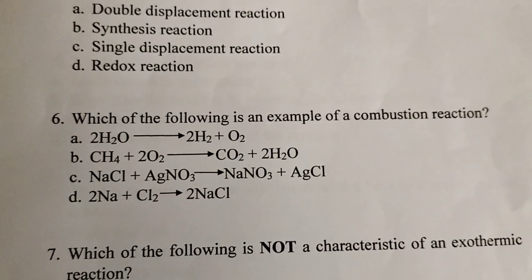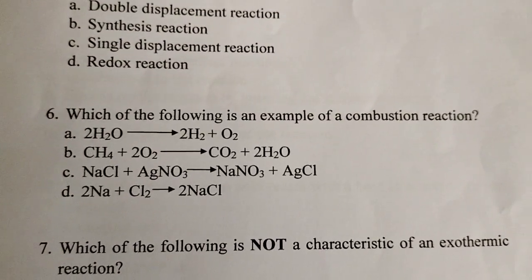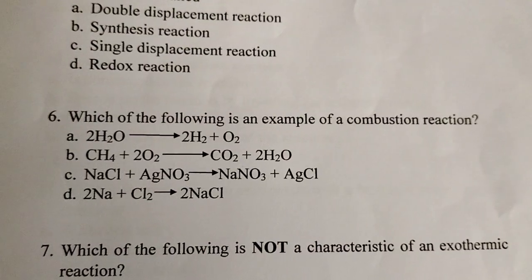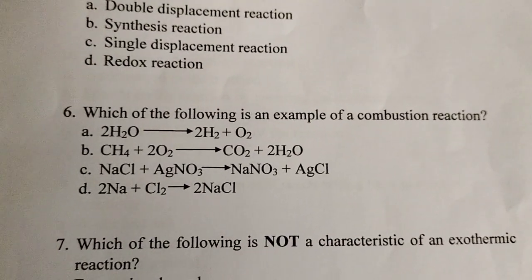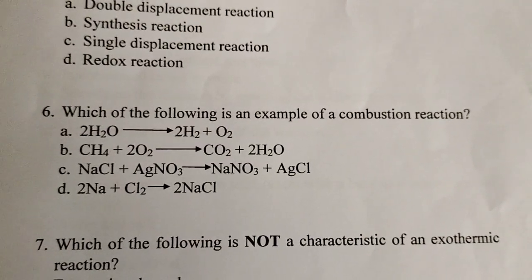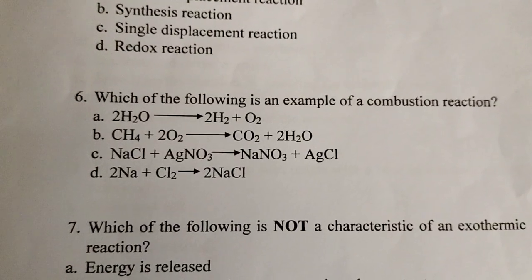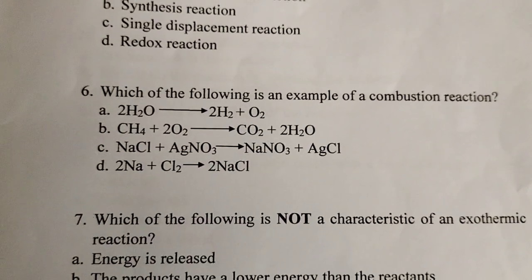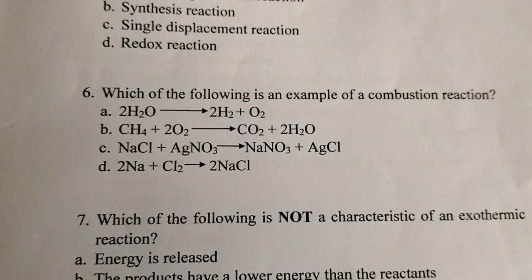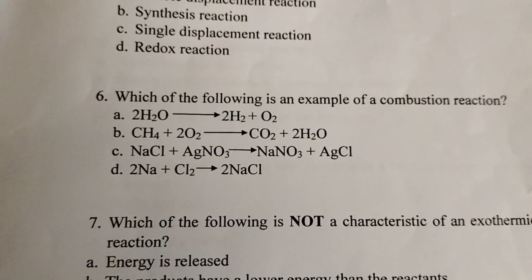Number 6. Which is the following example of combustion reaction? A is hydrogen decomposing to hydrogen and water, so A is decomposition reaction. B is methane and oxygen giving us CO2 and water. So B is the combustion reaction. Answer is option B, because C is double displacement and D is either synthesis or redox reaction. So the answer is B, combustion reaction.